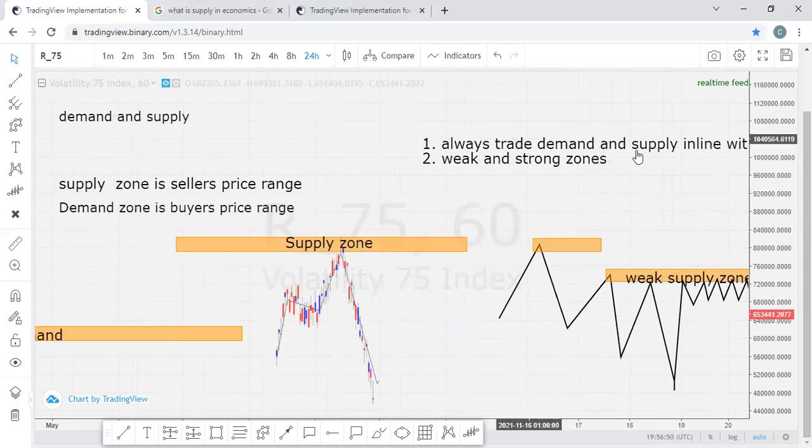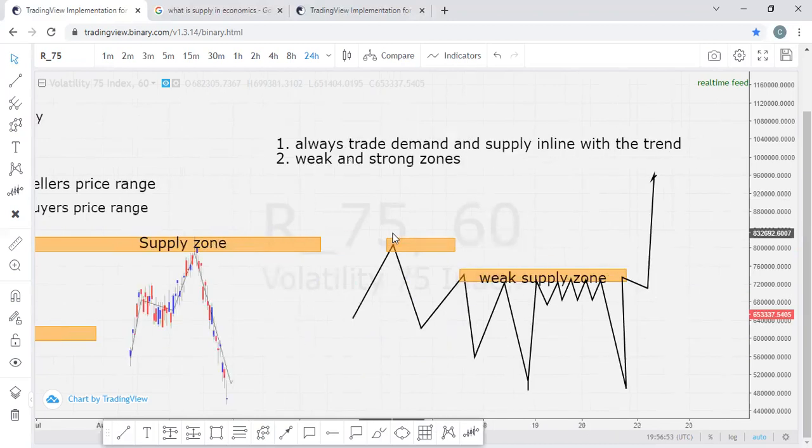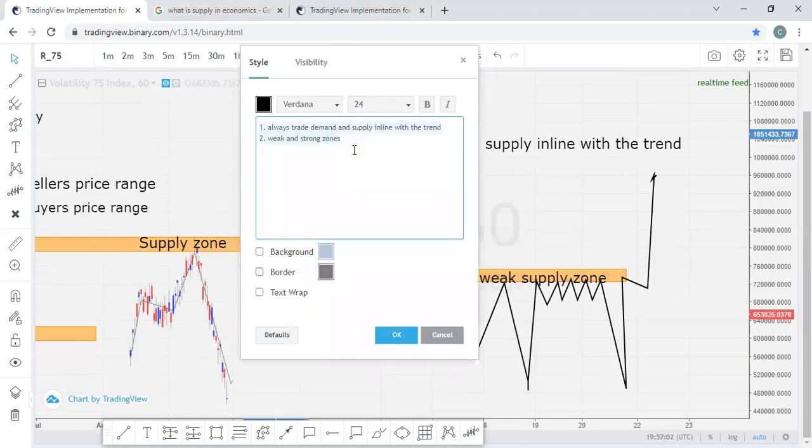You should always trade in line with the trend. If it's a bullish market, be looking to buy with your demand and supply zones. And the next thing you should know about this is that it should not be traded in isolation. You should not trade demand and supply in isolation.